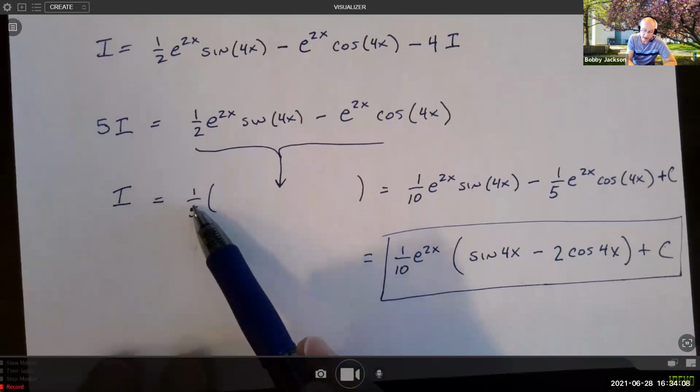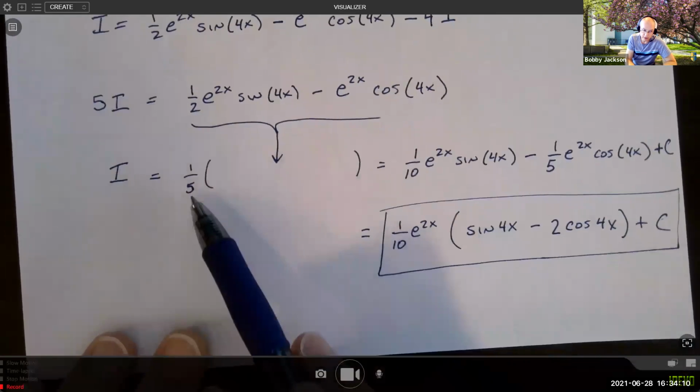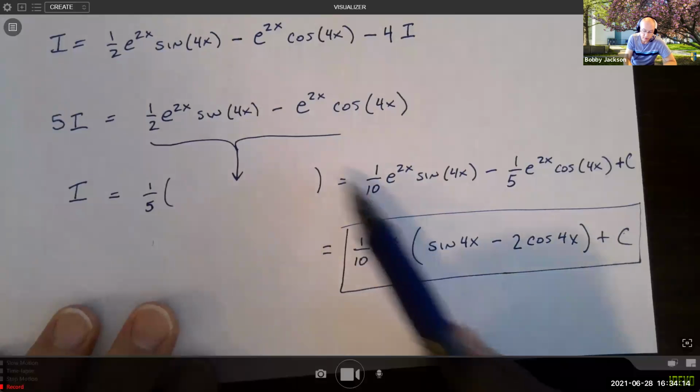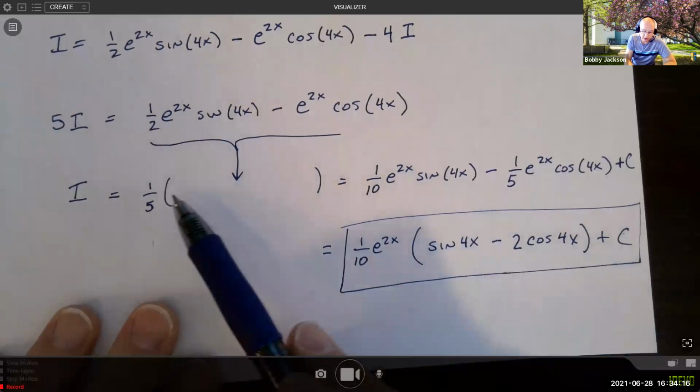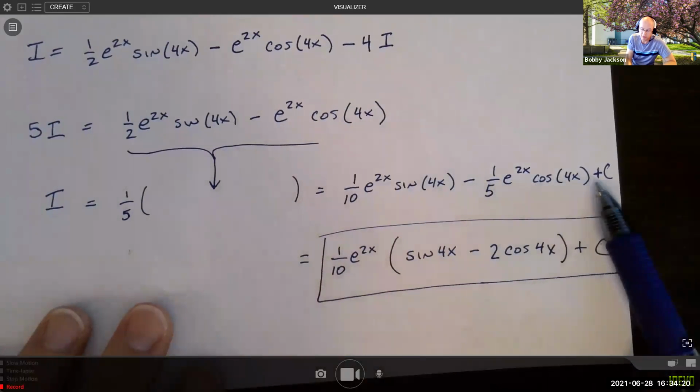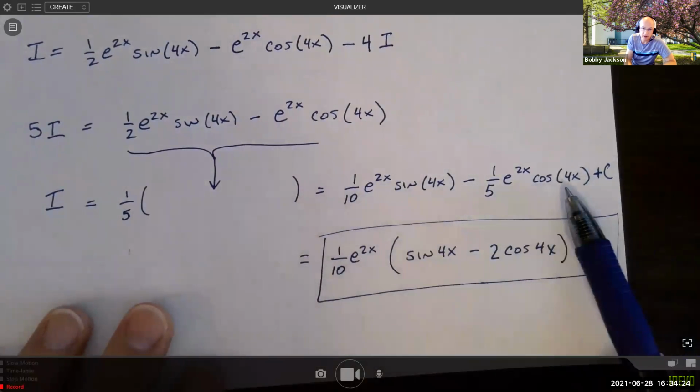So if I multiply this thing, put that in the parentheses, by 1/5, 1/5 times 1/2 is 1/10 e to the 2x sine of 4x. 1/5 times -1 is -1/5 e to the 2x cosine of 4x. And then I'll go ahead and put plus C. This is the answer right here.